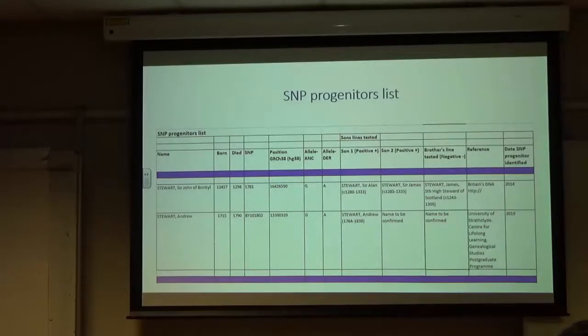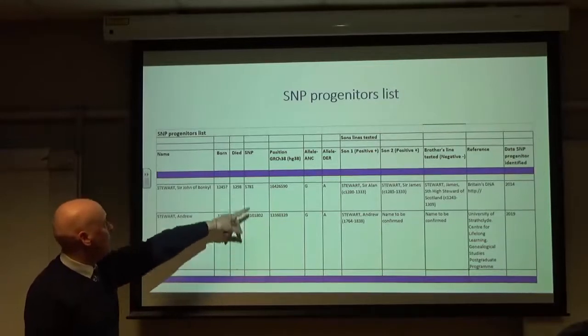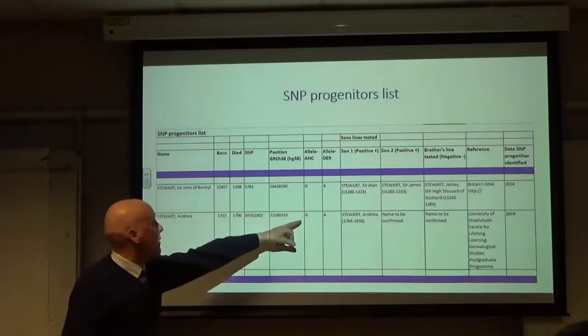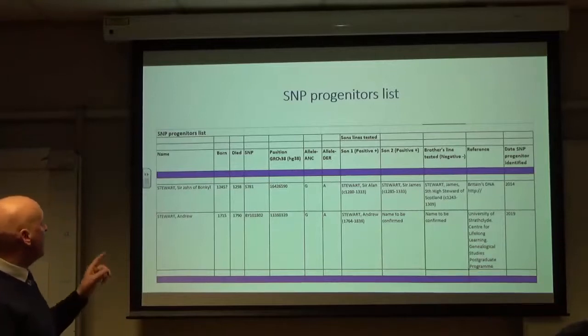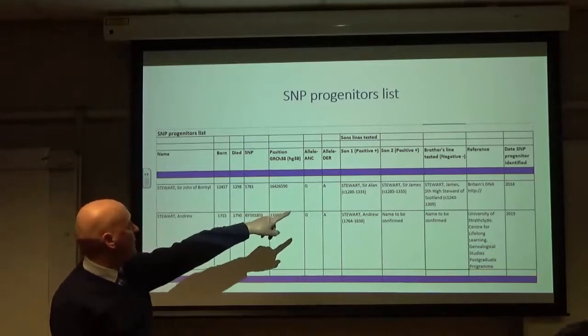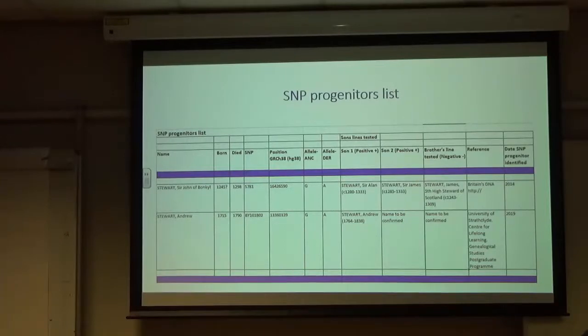So, what I've been working on recently, with some input from some of my colleagues, is a SNP progenitors list, and this is a sort of draft format of that. So here we have Sir John Stuart of Bunkle there, we've got Andrew Stewart there, we've got their dates, the SNP name, the position of the SNP. The mutation was from G to A there, and also on that one. And the evidence for identifying this person as the SNP progenitor. So it gives the two sons that tested positive, and then the brother's line tested negative.